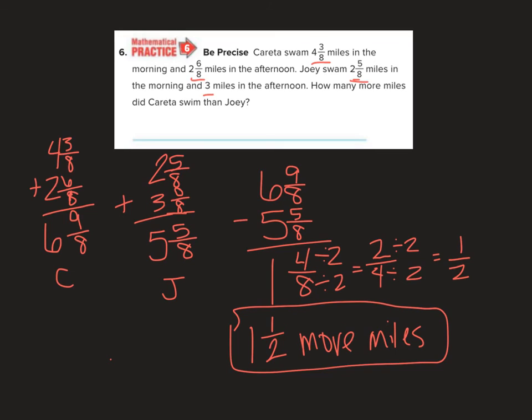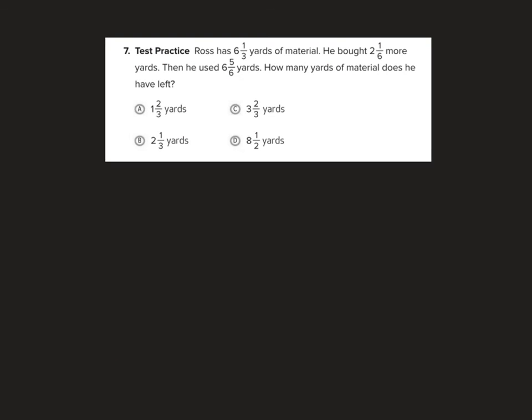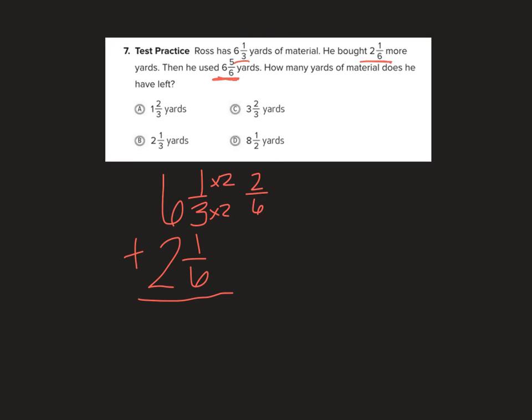All right, one more problem. Test practice. Ross has 6 1/3 yards of material. He bought 2 1/6 more yards. So if he's buying, I'm guessing we're going to add. Then he used 6 5/6 yards. How many yards of material does he have left? So yeah, we have to add these two together and then subtract that because that's what he used. So let's do that. Get common denominators. Times 2 is 2/6. 2/6 minus 1/6 is 1/6.